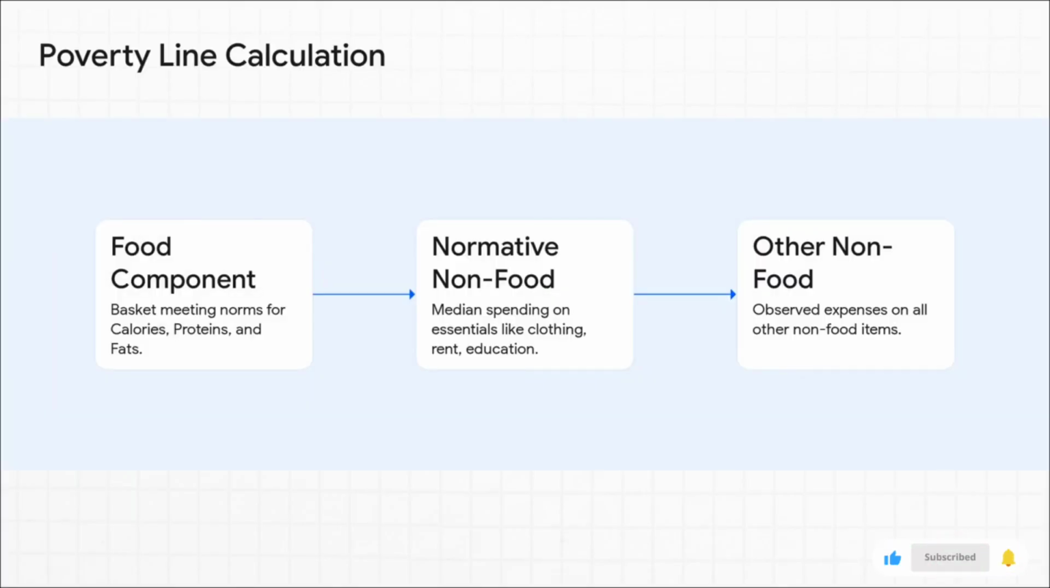So here it is, a very systematic three-step process. First, they figured out the cost of a food basket that met requirements not just for calories, but for proteins and fats too. Then, they added a certain normative amount for essential non-food items, think clothing, rent, education. Finally, they looked at what people were actually spending on everything else and added that in.